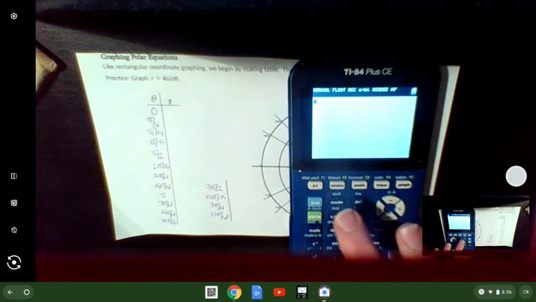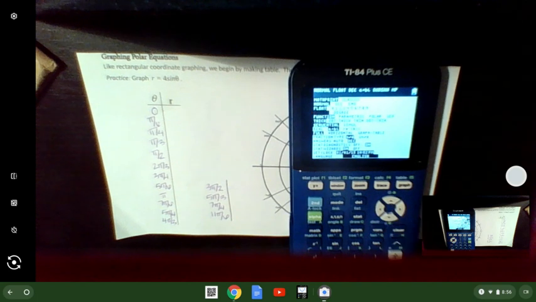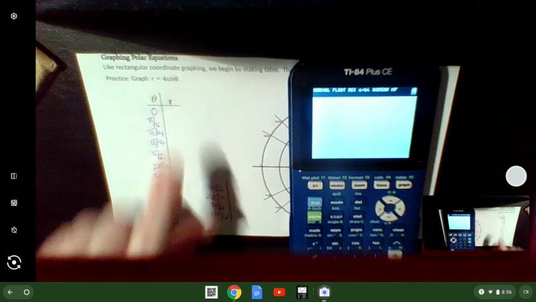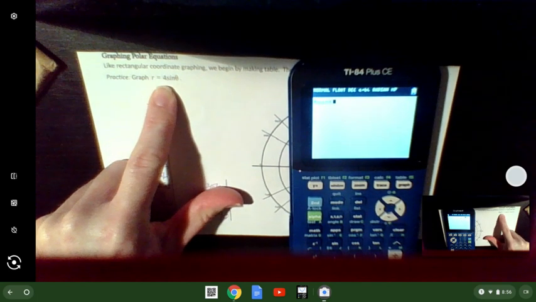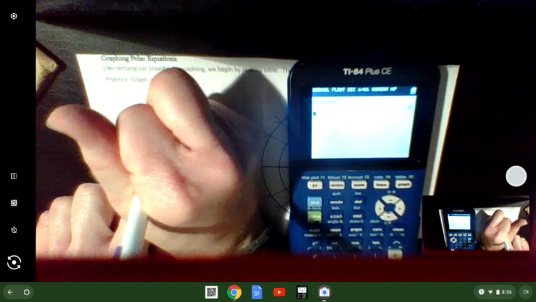So first, make sure you are in radian mode. Good thing we're checking because I am not. And then we are going to plug things in. 4 times the sine of 0. 0. Easy peasy.